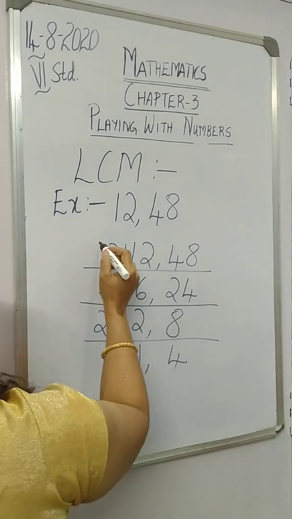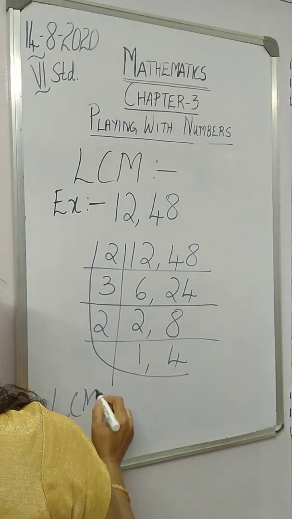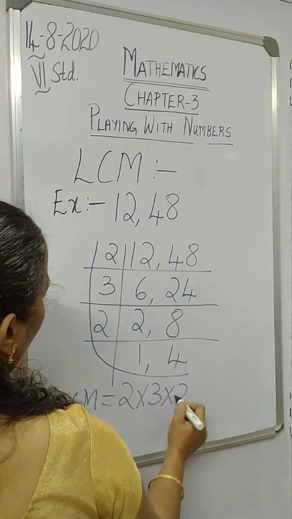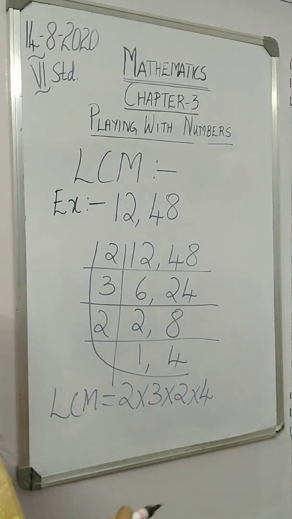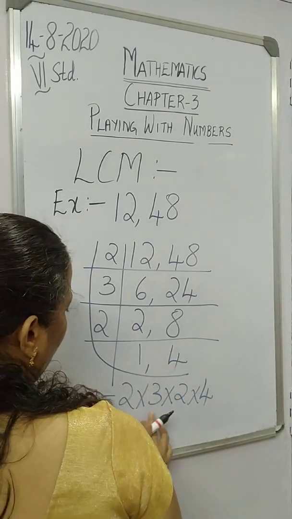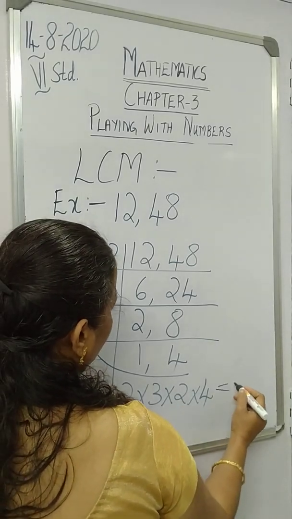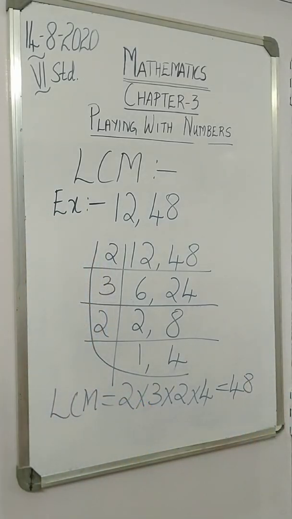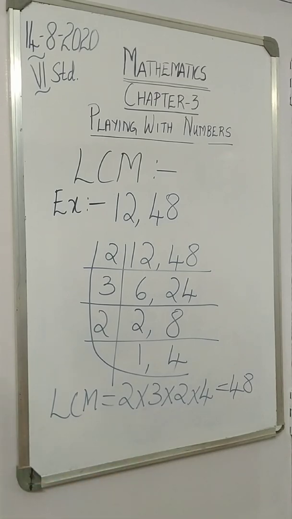Now, let us find the LCM. Multiply all these numbers to get the LCM. LCM is 2 into 3 into 2 into 4. I am not multiplying 1. It is not required. So, 2 3s are 6. 6 2s are 12. 12 4s are, can you tell? 12 4s are 48. So, LCM of 12 and 48 is 48.